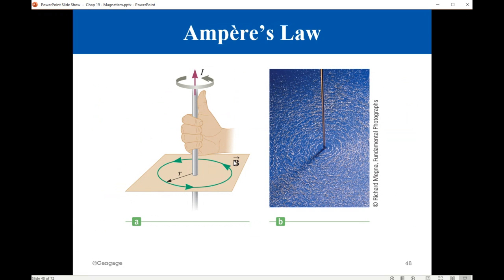The magnetic field depends on the value of current and on the distance, how far we are from the wire. In general, B equals mu naught I divided by 2 pi r, and the mu naught is called the magnetic permeability of free space. It is a universal constant. For the SI system of units, it is equal to 4 pi times 10 to the minus 7 tesla meter per ampere. I is the current in amperes, and r is the distance between the point and the wire.